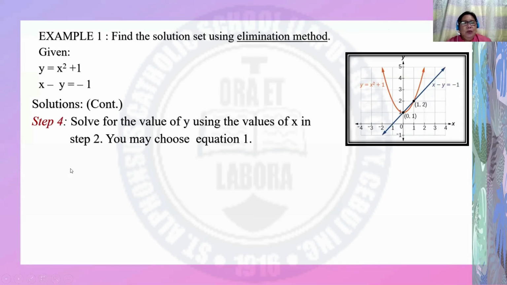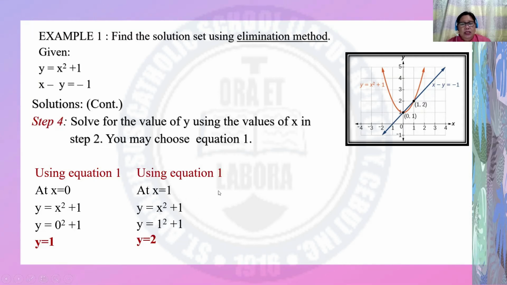For step 4, we have to solve for the value of y using the values of x in step 2. You may choose equation 1. So using equation 1 at x is equal to 0, since the first value of x is 0, y is equal to x squared plus 1. Substitute 0 to x, so 0 squared is 0 plus 1 is 1. So y is equal to 1.